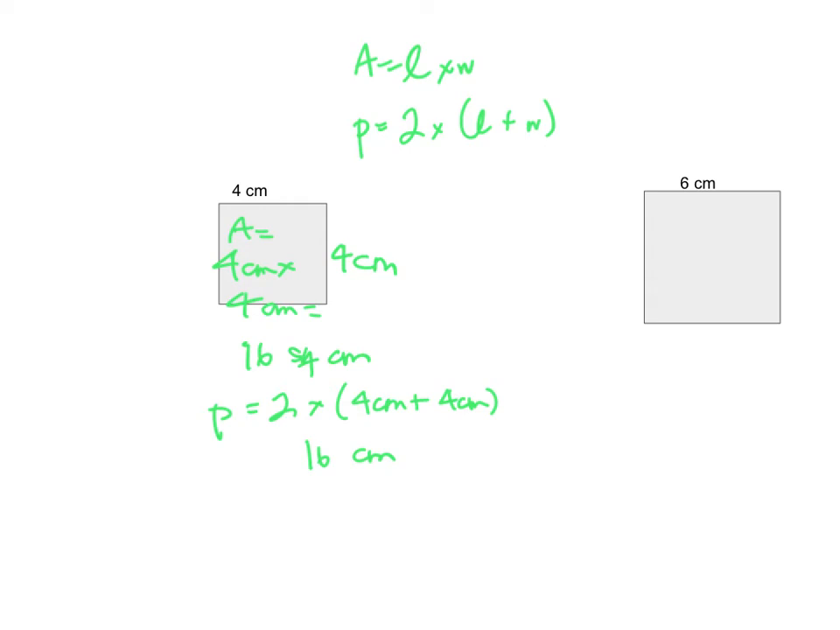That's really simple. And we can look at another square that is 6 centimeters on each side. So our area for that, sorry, I should have told you to pause, would be 36 square centimeters. And our perimeter would be 4 times 6, or 6 plus 6 plus 6 plus 6, which is 24 centimeters, right? 6 plus 6 is 12, plus 6, 18, plus 6 is 24 centimeters.